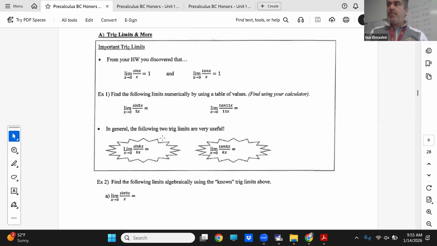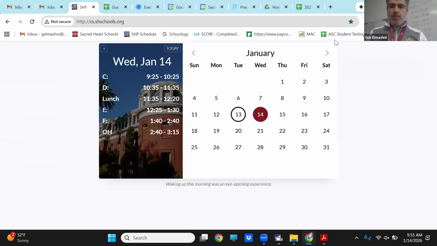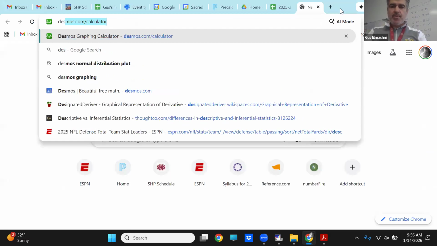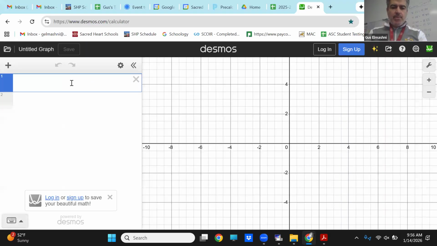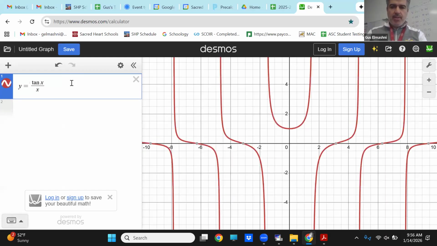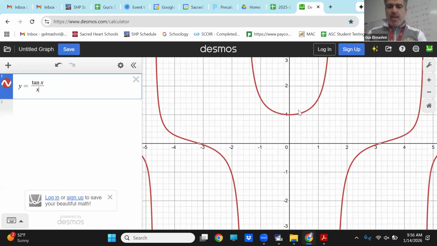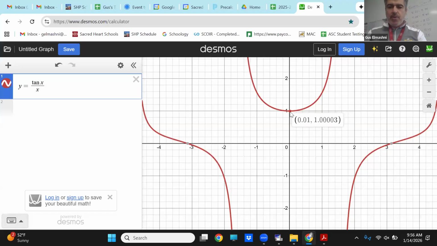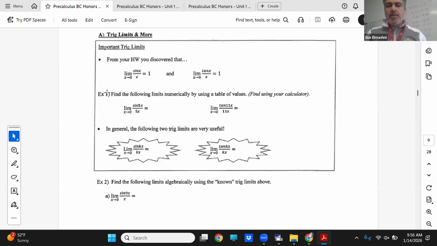So we saw this in the homework. Sine x over x is 1. If you do tan x over x, it's also 1 as well. I hope I don't break my computer because Desmos sometimes slows things down. If I graph y equals tan x over x, it looks like this. And if I mouse over, you see there's a hole there. So it's undefined, the same thing, and you get 1.